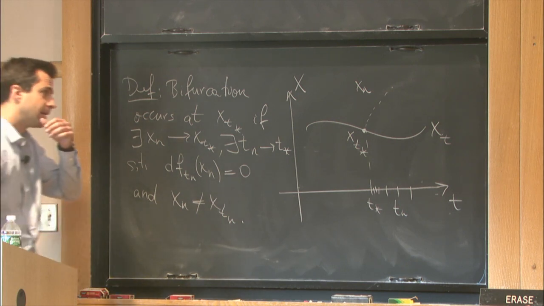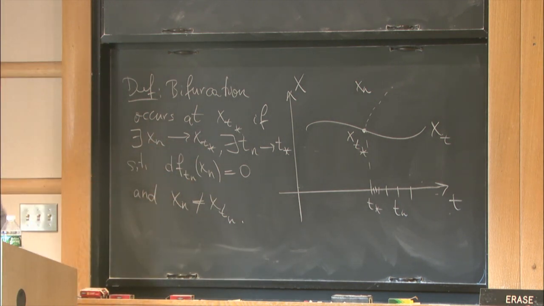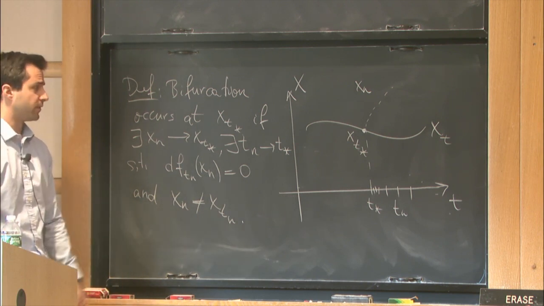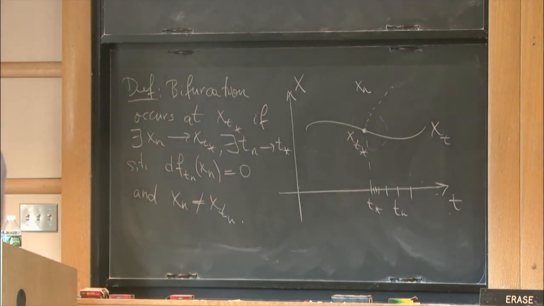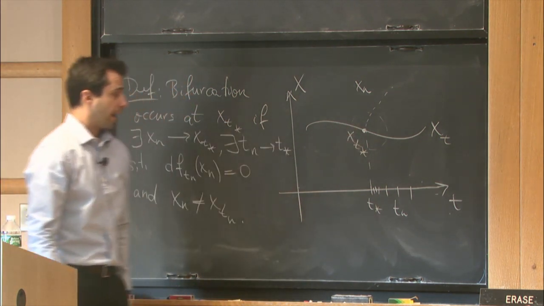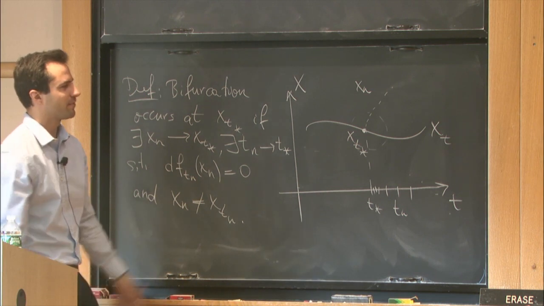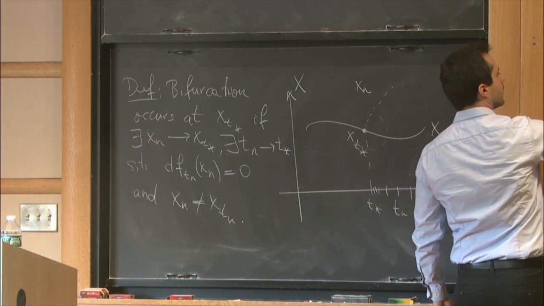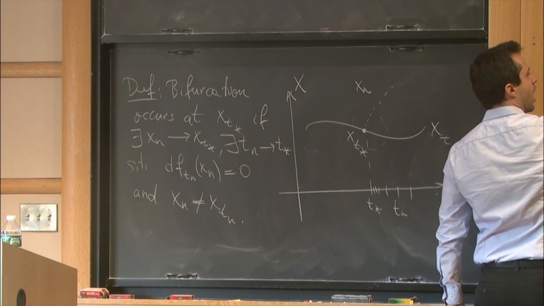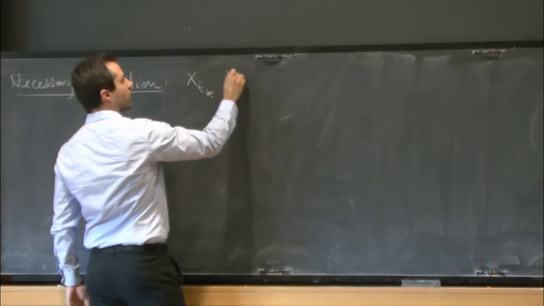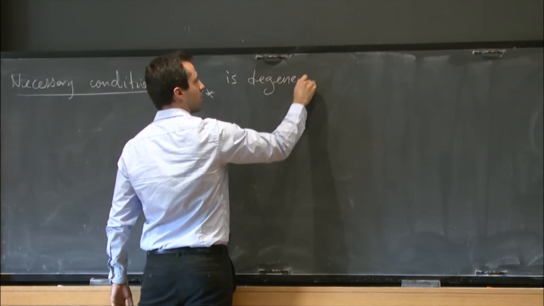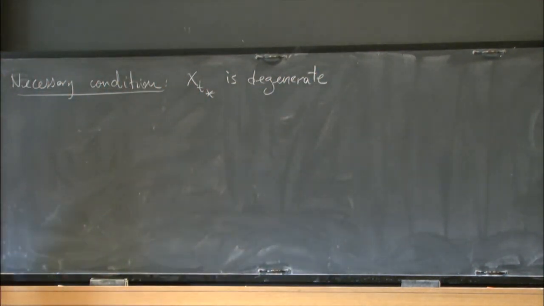And, of course, stating this in this way is precisely negating the conclusion of the implicit function theorem, right? I'm saying that in any neighborhood of this point, there's other solutions that are not in the graph. So this is precisely saying that the implicit function theorem must fail at this point. And of course, that means that the hypothesis cannot possibly be satisfied, right? So it follows that a necessary condition for bifurcation to occur is that it's a degenerate critical point, right? So x_{t*} is degenerate, meaning that the second variation is not invertible.